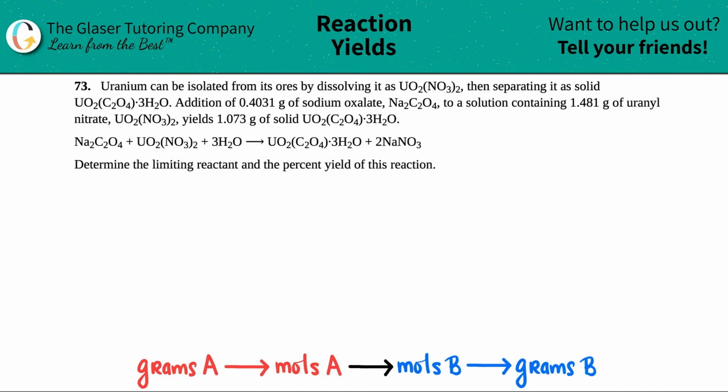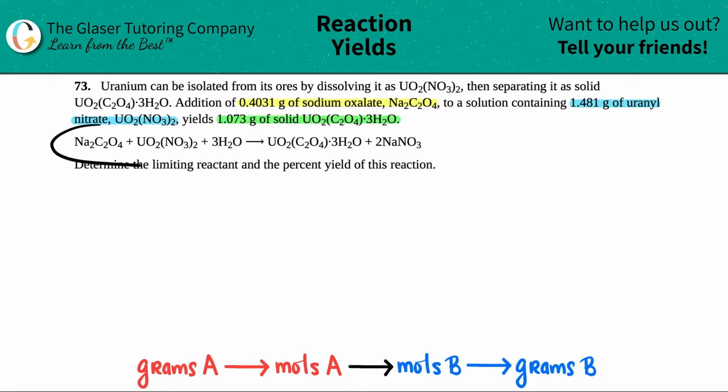Number 73. Uranium can be isolated from its ores by dissolving it as UO2NO3 then separating it as solid UO2C2O4·3H2O, which is a hydrate. Now, they're telling us that the addition of 0.4031 grams of sodium oxalate, which is Na2C2O4, to a solution containing 1.481 grams of uranyl nitrate, which is UO2NO3, will yield 1.073 grams of the solid hydrate, right?